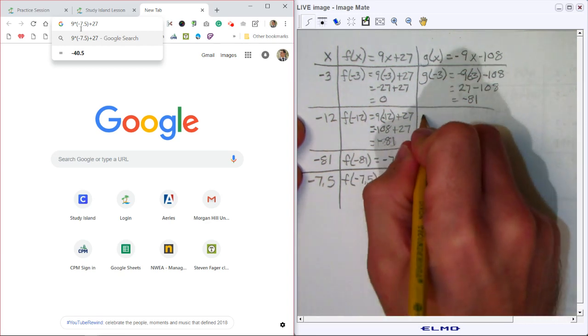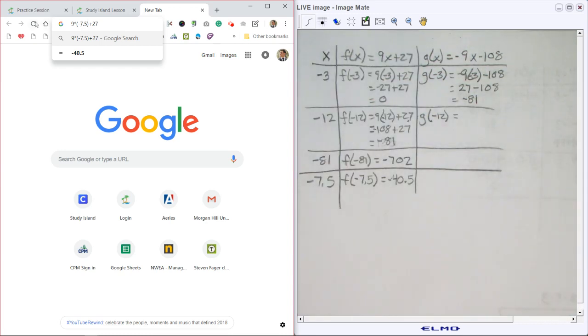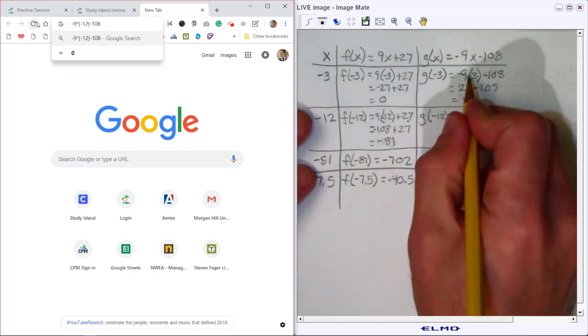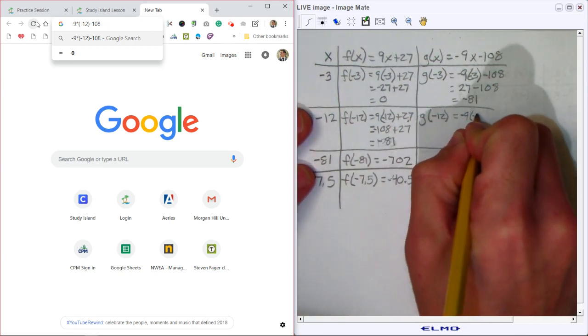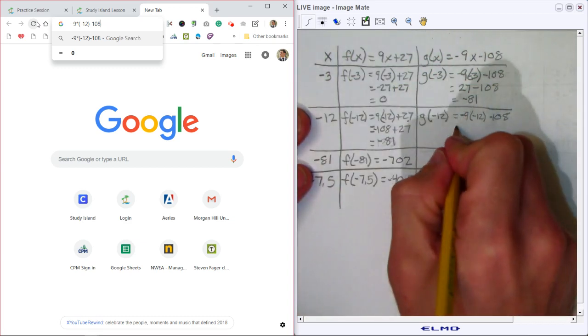All right, let's try g of x. So g of -12. Again, feel free to use the calculator. I'm just changing my formula. It's -9 times -12 and then minus 108. Okay, so -9 times -12 minus 108. And according to our calculator, it's 0.